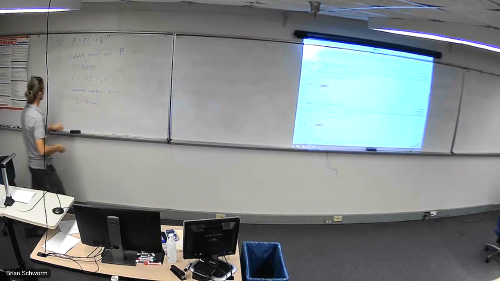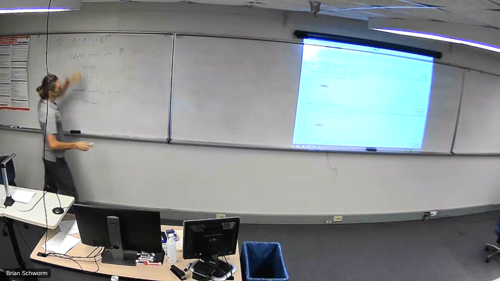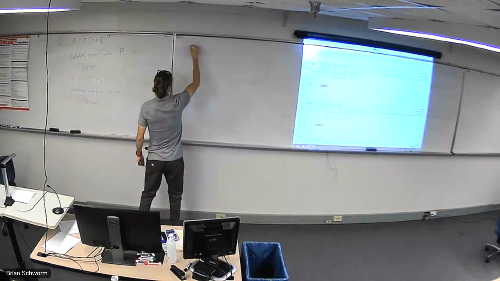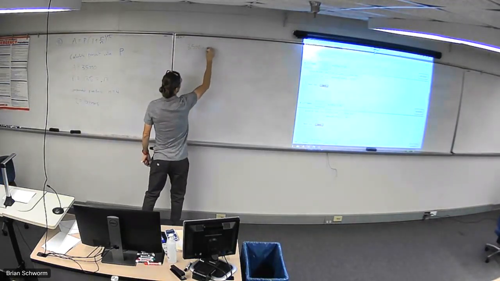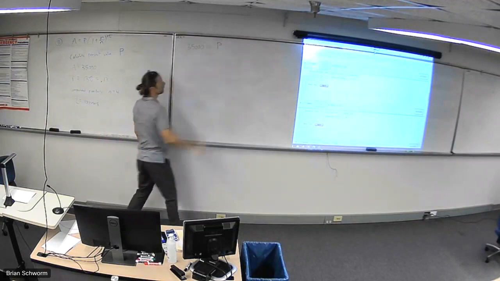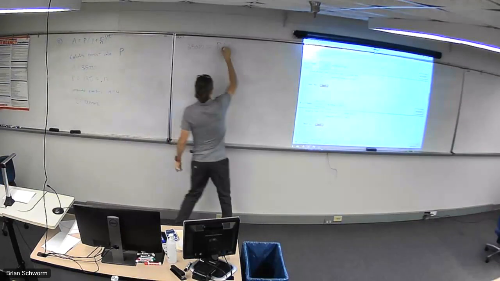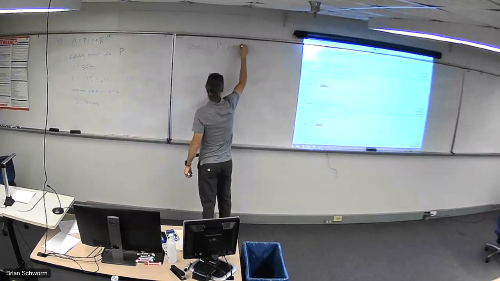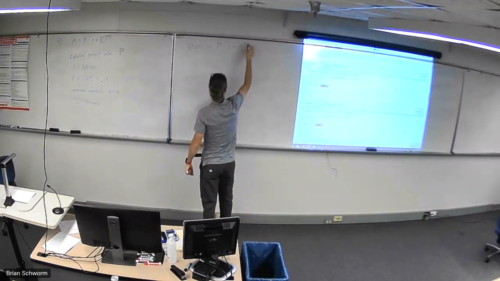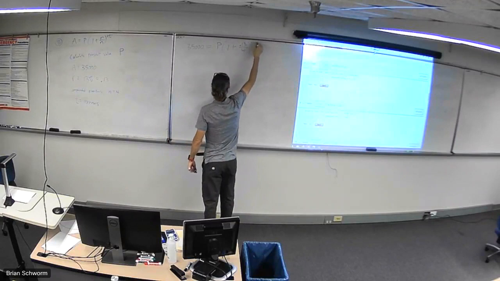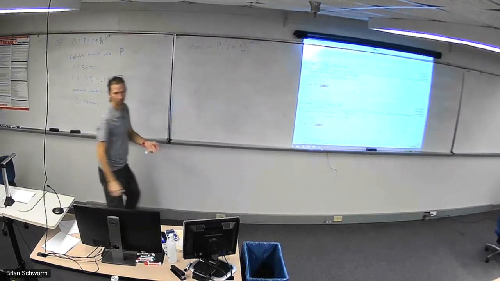So plug in everything they give me. A is 35,000 equals P, which is what I don't know, so just leave it P, times parentheses 1 plus R, 0.13, over n, which is 4, raised to the n times t power, 4 times 10.